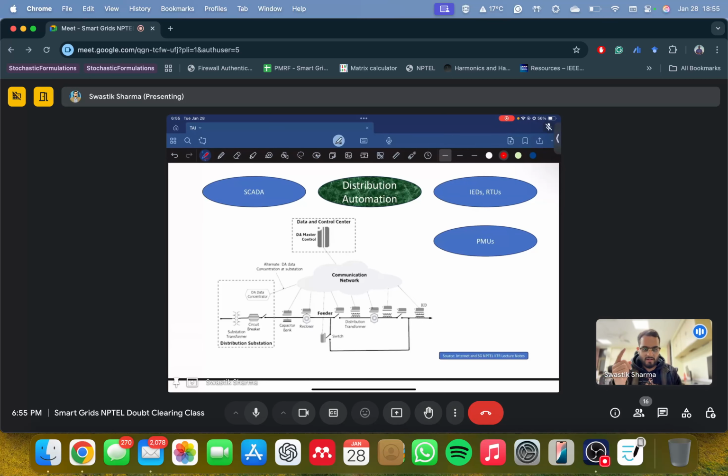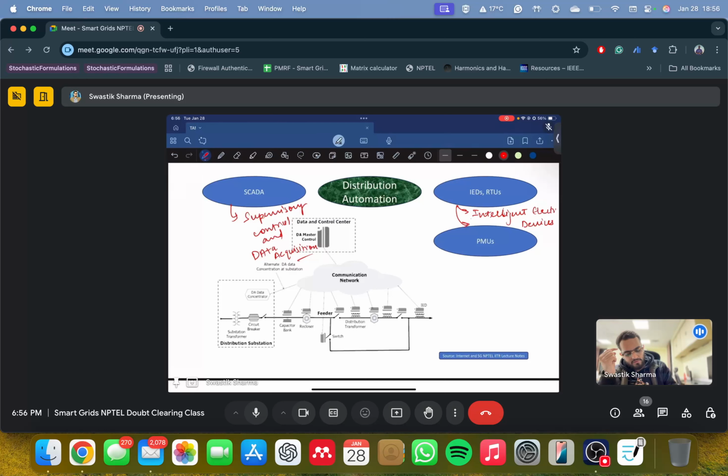One is SCADA. It is the supervisory control and data acquisition unit. Then you have intelligent electronic devices. These can be your relays, your systems, which are connected to your switches and stuff like that.